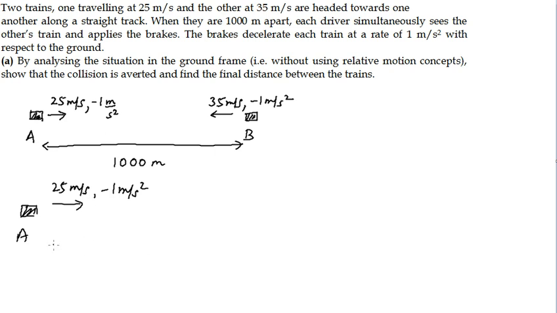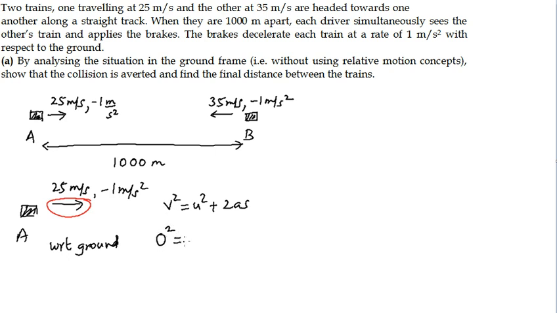So accordingly, let us analyze the motion of train A in the ground frame. I apply V square is equal to U square plus twice AS, and of course I remember that the positive direction which I have chosen for train A is given by this arrow. Now remember, train B is assumed to be absent, so train A finally must stop at some point of time, and the final velocity therefore I will take as 0.